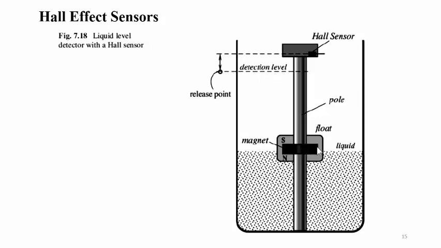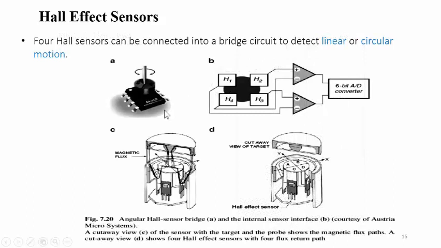Depending on the level of the liquid, this float will move upward, and as it goes near this detection level, the Hall sensor will give the output voltage, or give the signal to the driver circuit or the system. So the detection level is located at the release point. As soon as this float or magnet moves toward this detection level, the indication from the system, that the float is near this Hall sensor, tells you to turn off the system, as the tank is full of liquid.